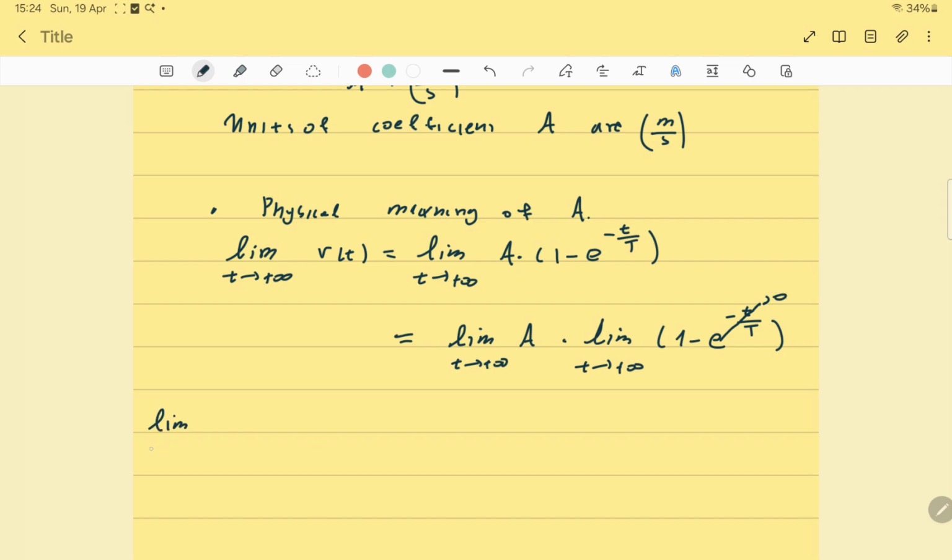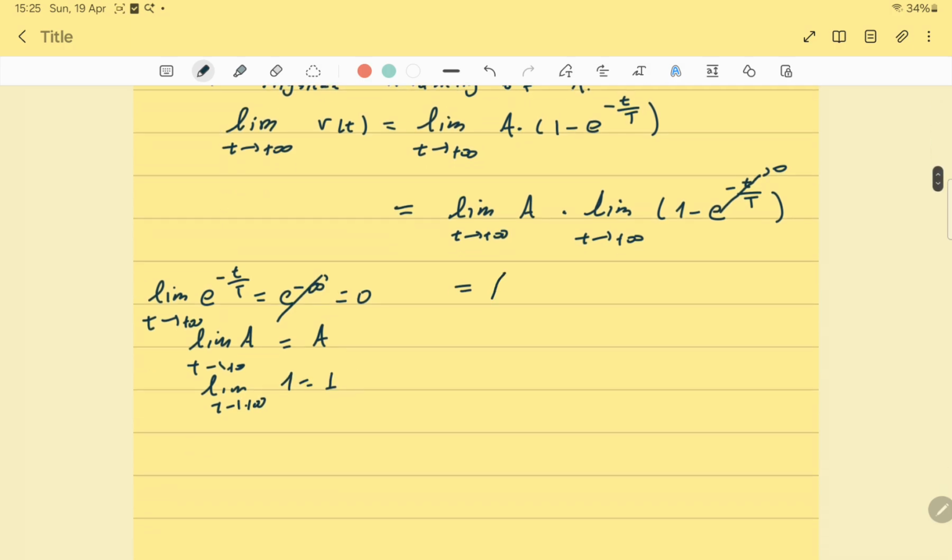So let's make a small remark here. When t goes to infinity, e to the minus t over capital T is e to the minus infinity. This will go to 0, and you just have the limit of 1, which will go to 1. The limit of a constant is going to be A. And the limit as t goes to infinity of 1 is going to be 1. So the final answer is going to be A.